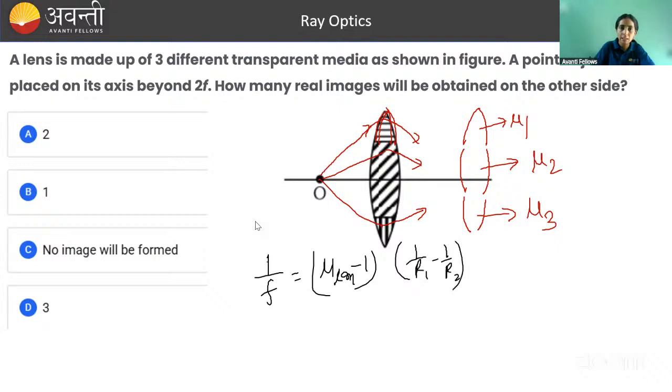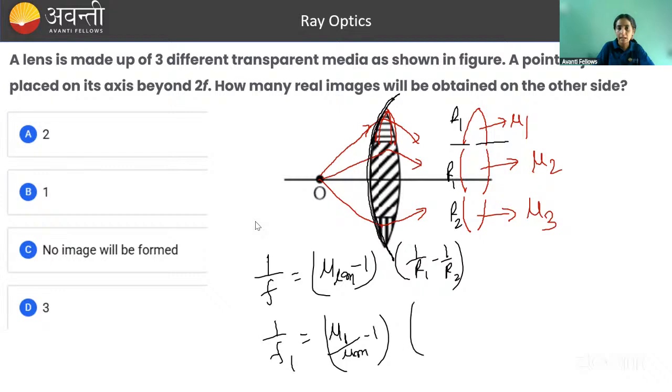So if you see here, every part of the lens has the same radius of curvature: R1 and R2. But if you calculate the focal length for the upper region, 1 by f1 will be equal to mu lens, which is mu1 by mu media, minus 1, times 1 by R1 minus 1 by R2. So that is the focal length we will get if light passes through the upper region.